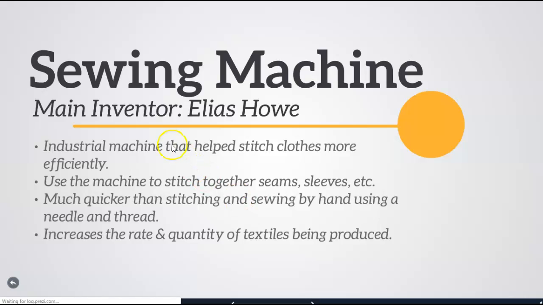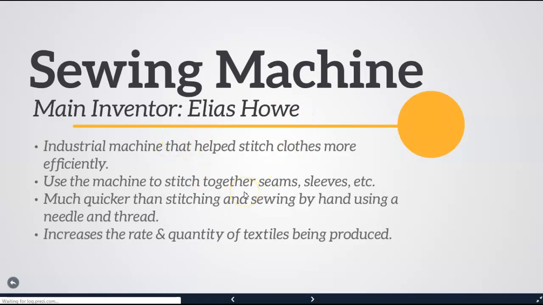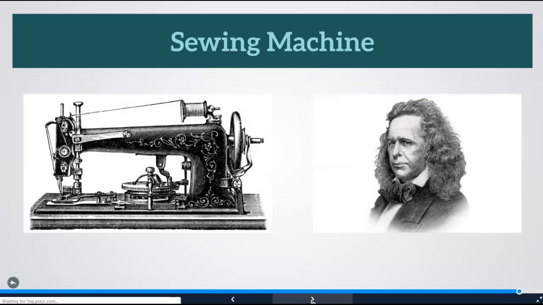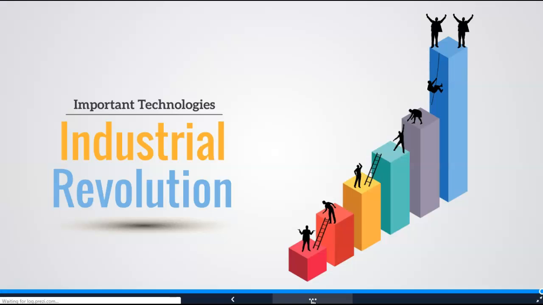It's a whole lot easier to use a sewing machine than it is to do this by hand, which was what had to be done before this was created. Elias Howe was the main inventor there. This once again just produces the efficiency and increased productivity for making textiles. Right, so these are the main technologies that were used. There's other ones too, but these are the key ones. I'll make sure you know kind of how they work, what they were used for, and how they helped with the Industrial Revolution.